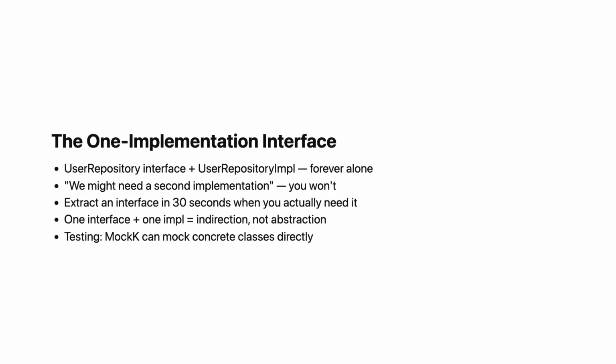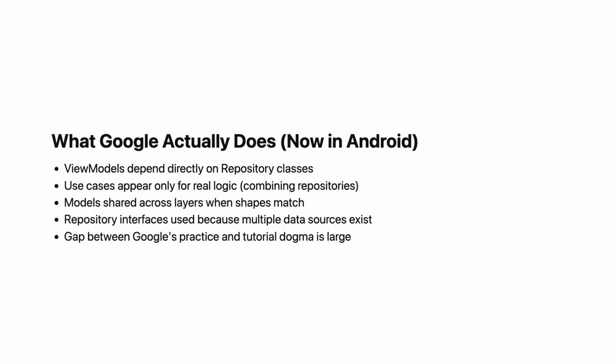It is instructive to look at what Google's own teams do. The Now in Android sample, which is Google's official reference architecture, uses a simplified layering approach. View models depend directly on repository classes. There are no use cases by default. Use cases appear only when there is actual logic to encapsulate, like combining data from multiple repositories. Models are shared across layers when they have the same shape. Repository interfaces exist primarily because multiple data sources make the abstraction genuinely useful.